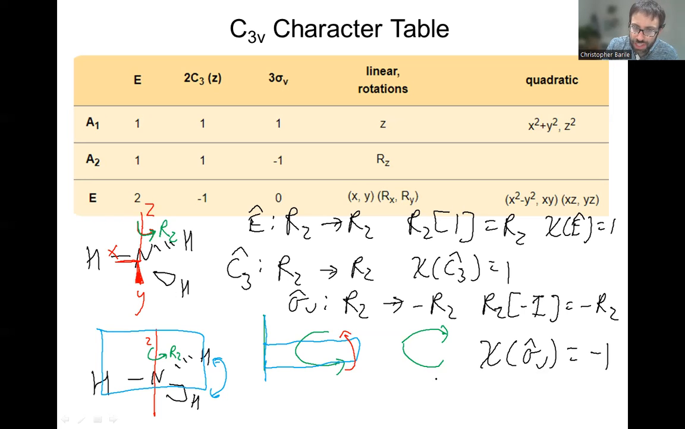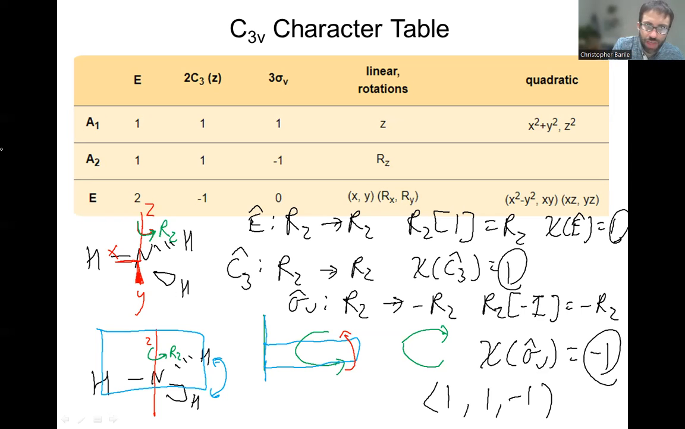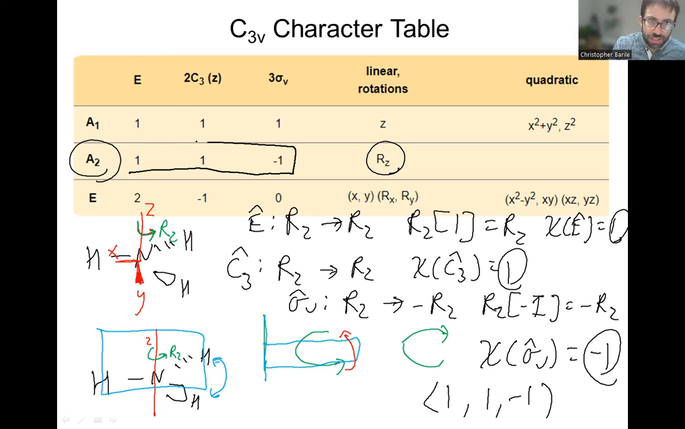So our vector in the end is, what is it? It's 1, 1, -1. So we got 1, 1, -1, and that is A2. And so RZ transforms as A2. So that's a way to check how RZ transforms. You could also test RZ, not knowing what the A2 vector was, and that would be a way to derive these numbers. So that's how this works.